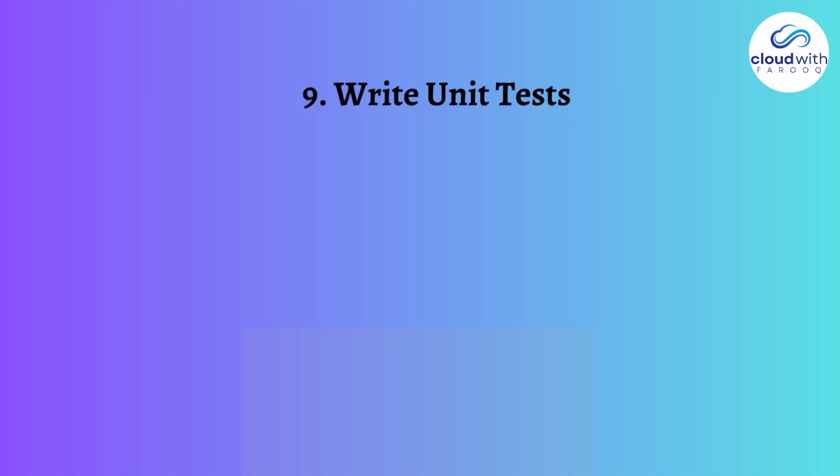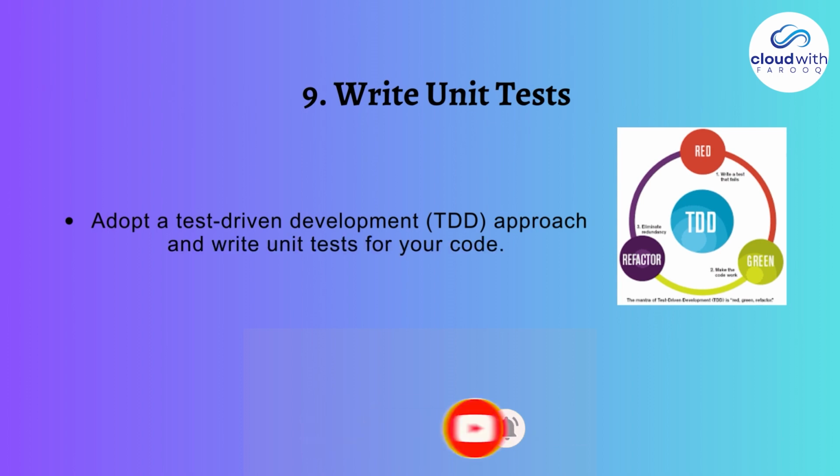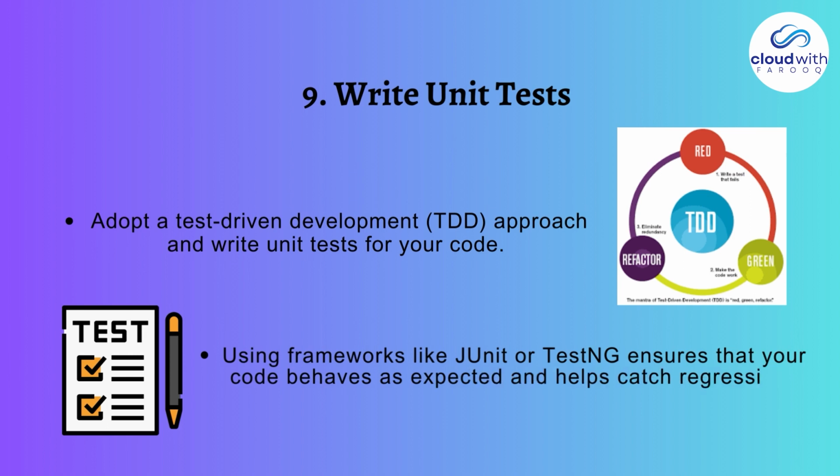Number 9. Write unit tests. Adopt a test-driven development approach and write unit tests for your code. Using frameworks like JUnit or TestNG ensures that your code behaves as expected and helps catch regressions early on.